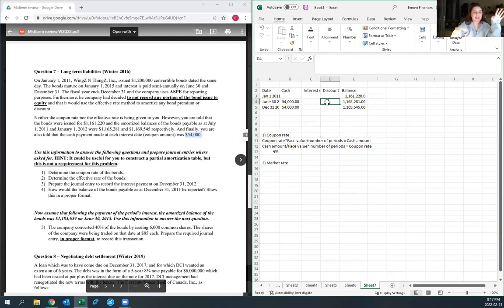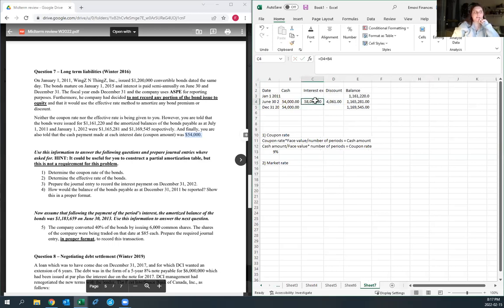So I first find my discount amount for June 30th, 2011. I'm doing 1,165,000 minus my 1,161,000. That gives me a discount of $4,061. I add that $4,000 to my $54,000 to find my interest expense.